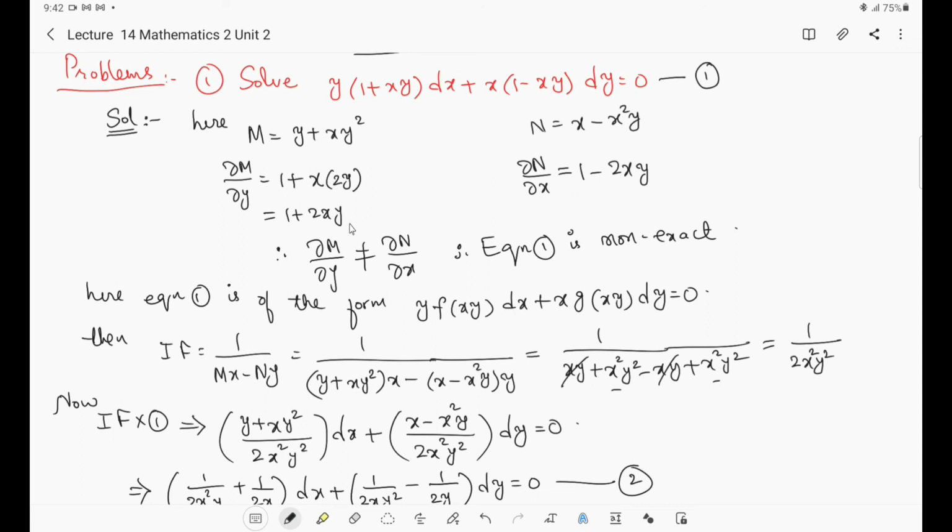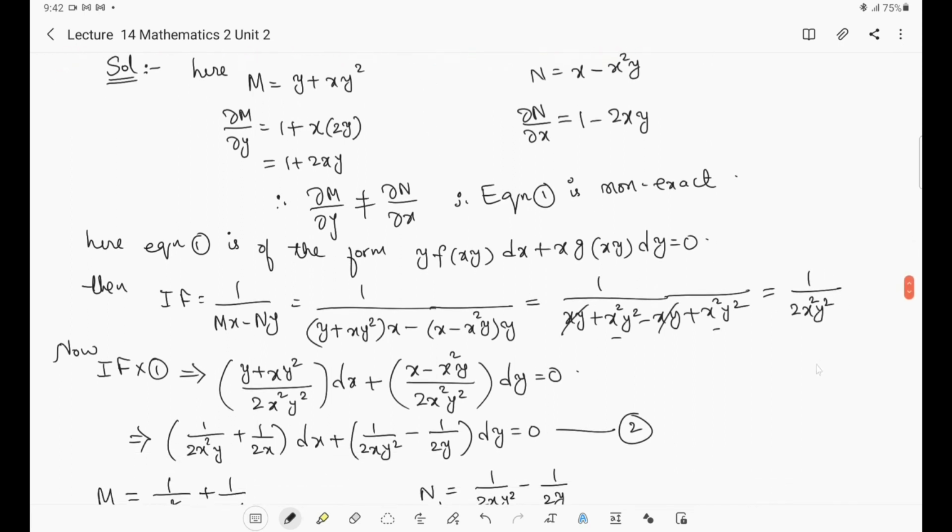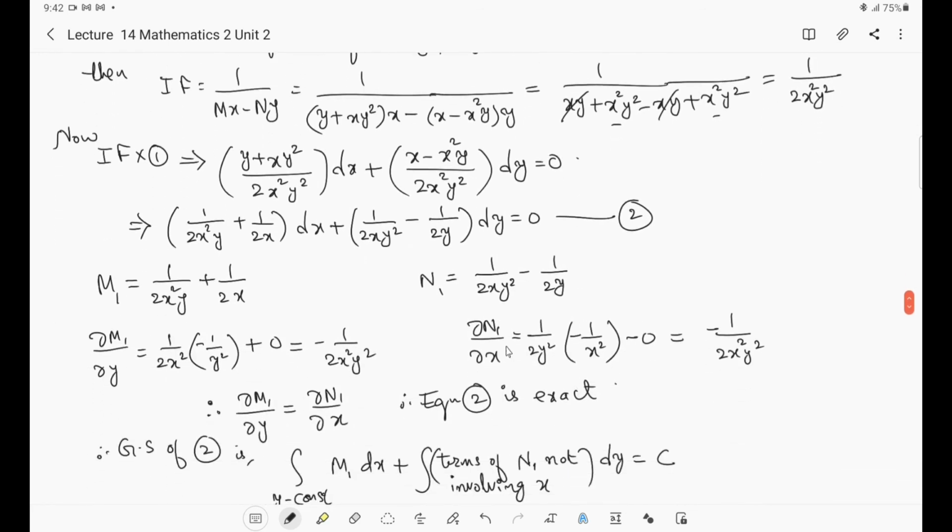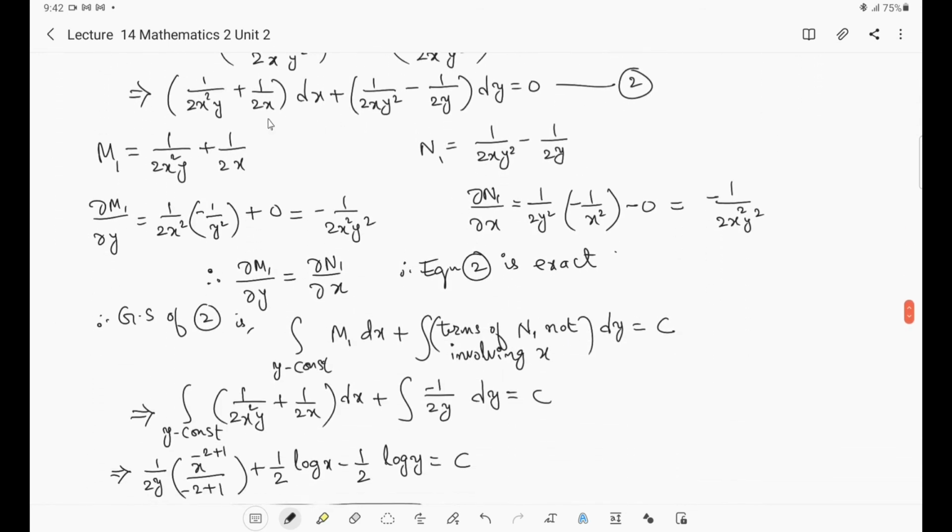Then go for the third method, whether the equation is of this form or not. Yes, the given equation 1 is of this form, y into function of xy plus x into function of xy. Then the integrating factor is given by 1 by Mx minus Ny. We have substituted everything and simplified to get the integrating factor as 1 by 2x square y square. Once we get that, what we have to do? We have to multiply equation 1 with 1 by 2x square y square, right? Then we got this equation 2.